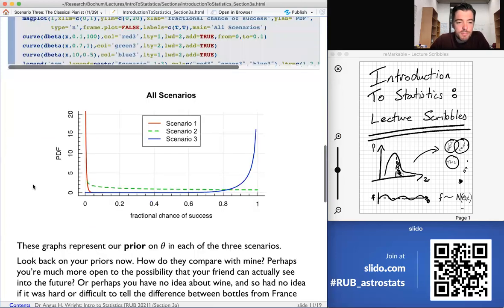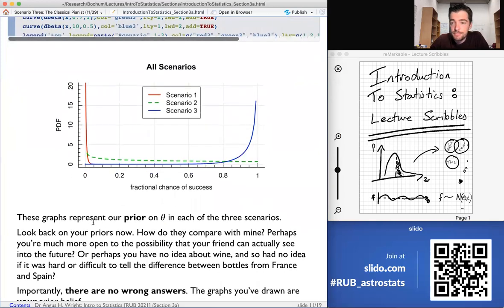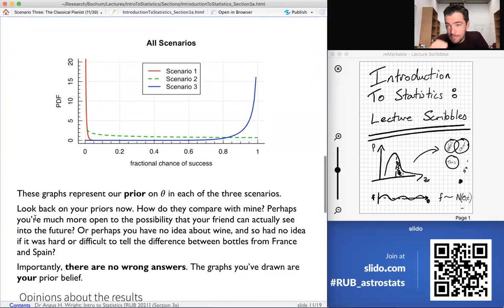What then happens to my 3 prior beliefs? Well, actually, I want you now to pause the video again and just have a look back on your priors, reflect on what you've drawn and how you can interpret them, how they compare with mine. It's like I said, this is a totally subjective thing. It doesn't matter if yours are the complete opposites of mine. Perhaps you, totally fairly, are much less of a skeptic about people being able to see the future than I am.